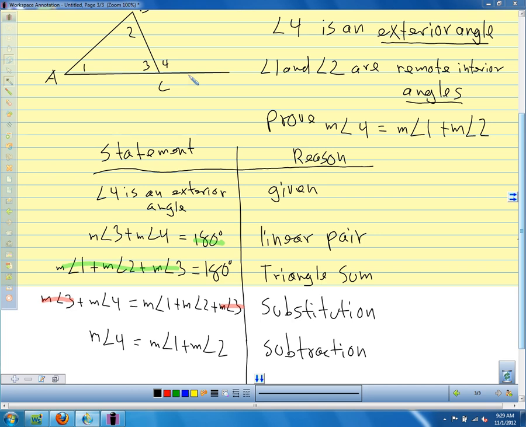All right, any questions on our exterior angle theorem? All right, and this all comes back to what we already knew about triangles, that all the angles add up to 180 inside a triangle.